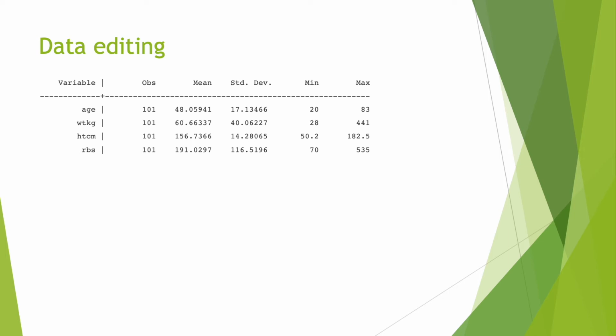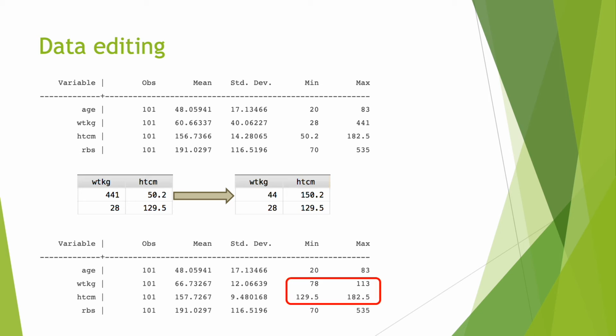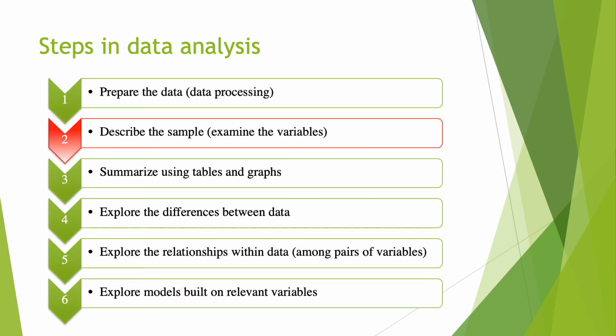Using the identification number of the respondent with the height of 50.2 centimeters, you were able to retrieve the source document and saw that the weight of that respondent was actually 44 kilograms instead of 441 kilograms, and the height was actually 150.2 centimeters instead of 50.2 centimeters. Now, as for the individual with a weight of 28 kilograms, it was found in that person's source document that the weight was actually 78 kilograms. The number 7 was mistakenly encoded as 2, a product of human error. And that concludes the portion on data processing.